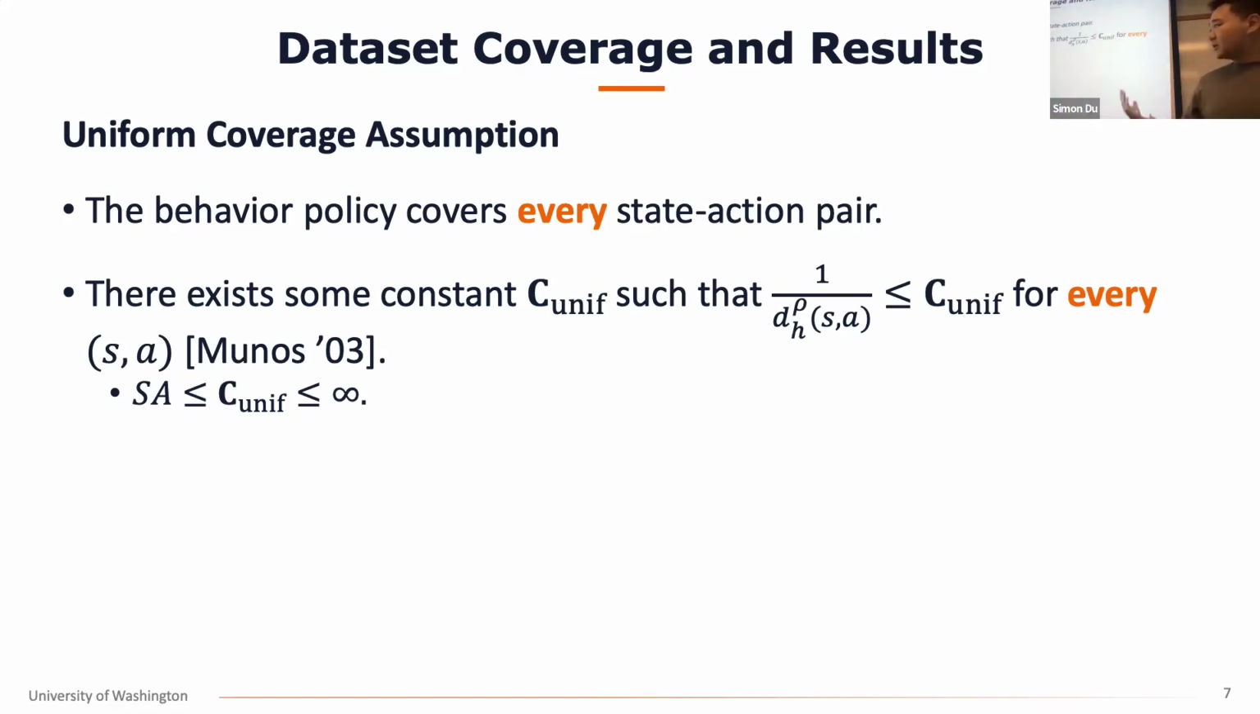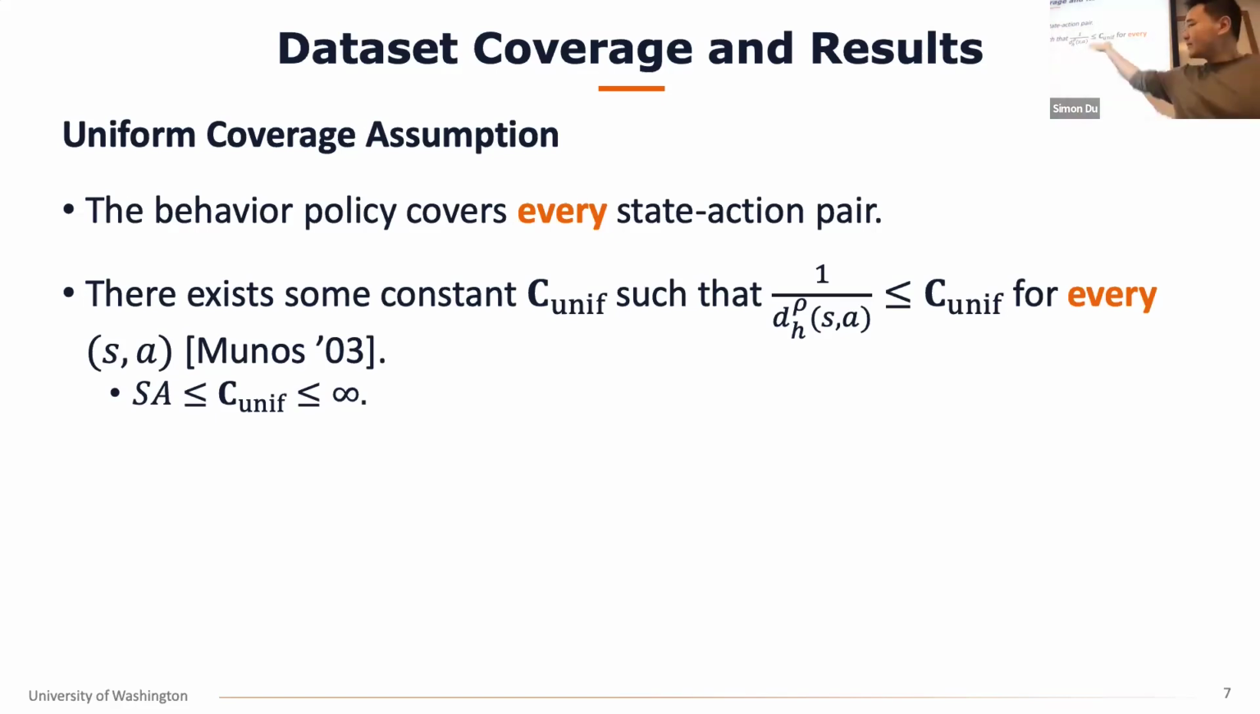Since we know that in total you have S states and A actions, and you have a uniform upper bound for this inverse, we know that C uniform is at least S times A. If you have a number of states S and a number of actions A, it's also possible that it's infinity if you do not have data from certain states and actions.